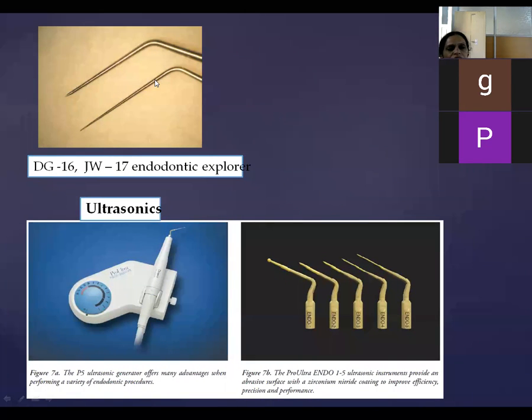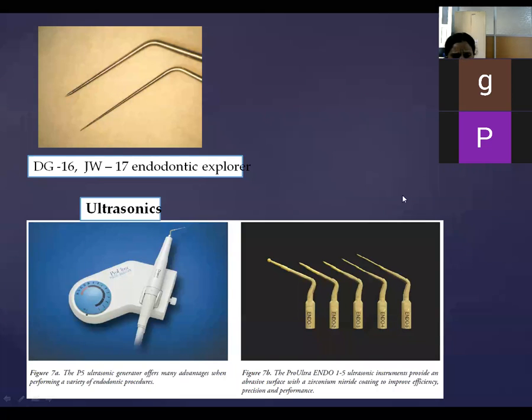This is DG16. Again, the orifices are located with the help of the DG16 and JW17 endodontic explorer. It is similar to your operating explorer, but the taper is less and it has more stiffness. The 16 and 17 indicate the length from this point to the tip of the explorer. It is pointed, which helps to locate the canal orifices in the pulp chamber. DG16 is the most commonly used explorer for canal orifice location.